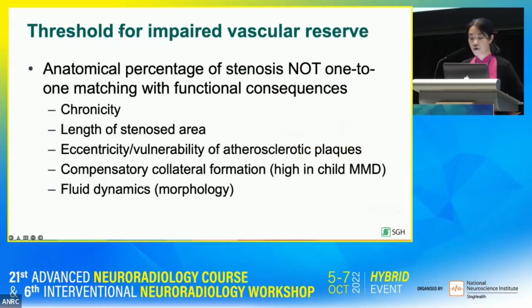Actually, the threshold for impaired vascular reserve is not exactly a one-to-one match with the anatomical percentage of stenosis as well as the functional consequences. It depends on the chronicity of the stenosis and the length of the stenosed area. Sometimes the atherosclerotic plaques can be eccentric, or if they are vulnerable, they can rupture and cause an acute event. There's also compensatory collateral formation, which is especially high in children with Moyamoya disease, and also the fluid dynamics, which sometimes are different from what we see on morphologic imaging.